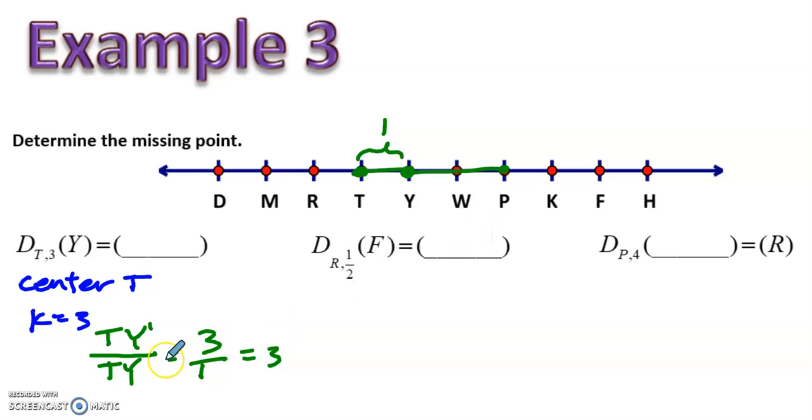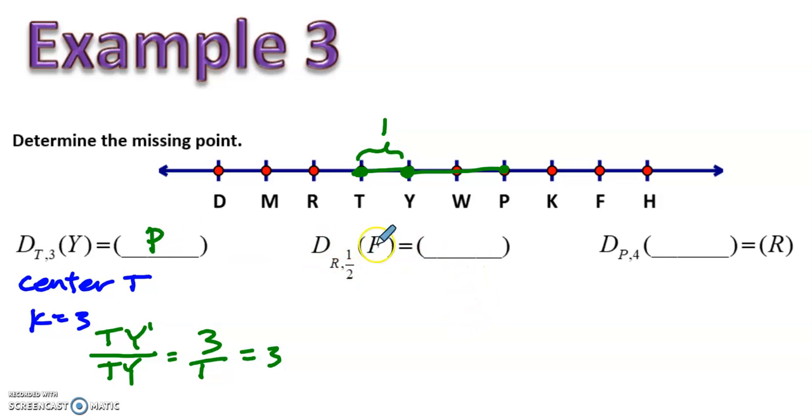Okay, so I know that the distance from T to Y was 1, and then from T to Y prime, or T to P, is 3. So that simplifies to 3 there. So my point here is going to be P.